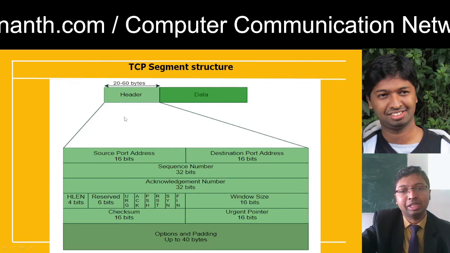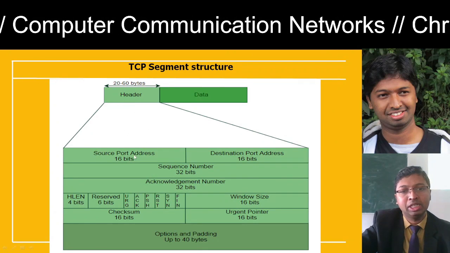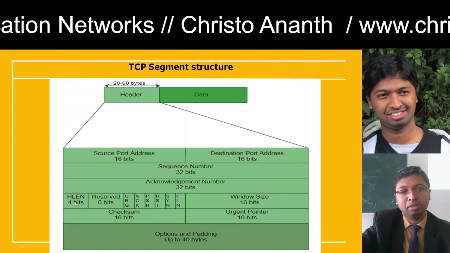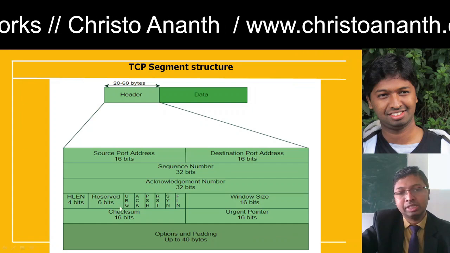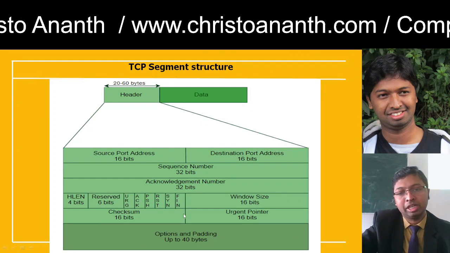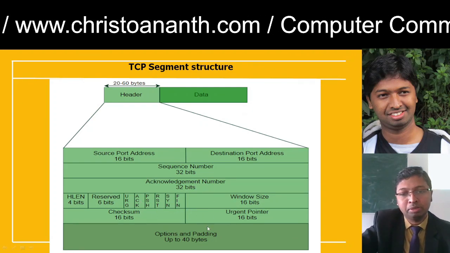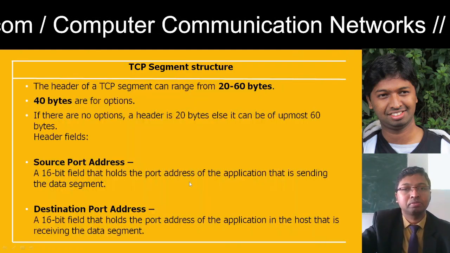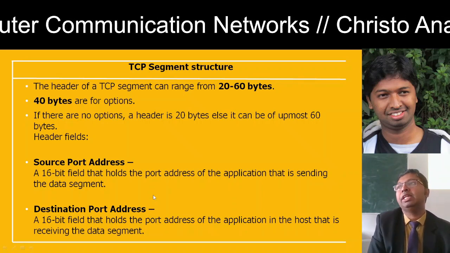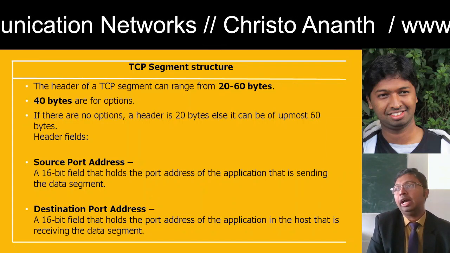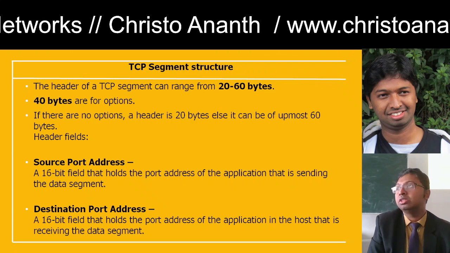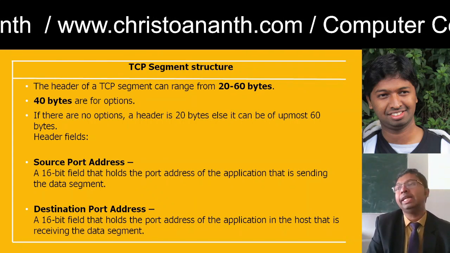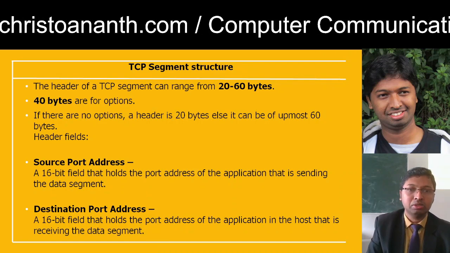So here we'll be having the segment structure. We'll be having header, data, source port address, destination port address, sequence number, acknowledgement number. Then you'll have header length, reserved bits. Then you'll have the corresponding control bits, window size, checksum, urgent pointer, options, and padding up to 40 bytes. So the header will range from 20 to 60 bytes, and for options we have 40 bytes. If there are no options, the header is generally 20 bytes, else it can have up to 60 bytes. So these are the header fields.